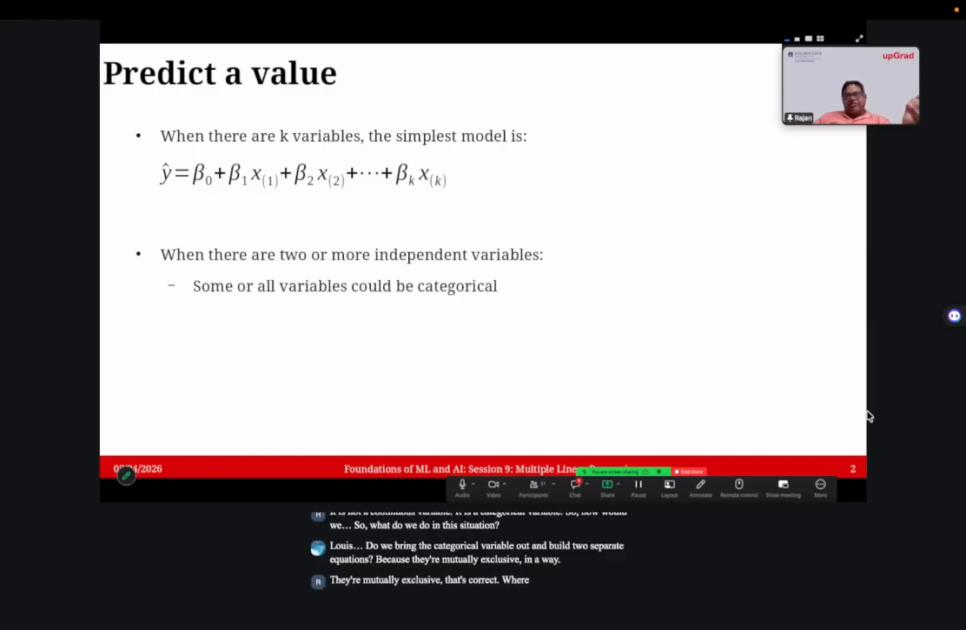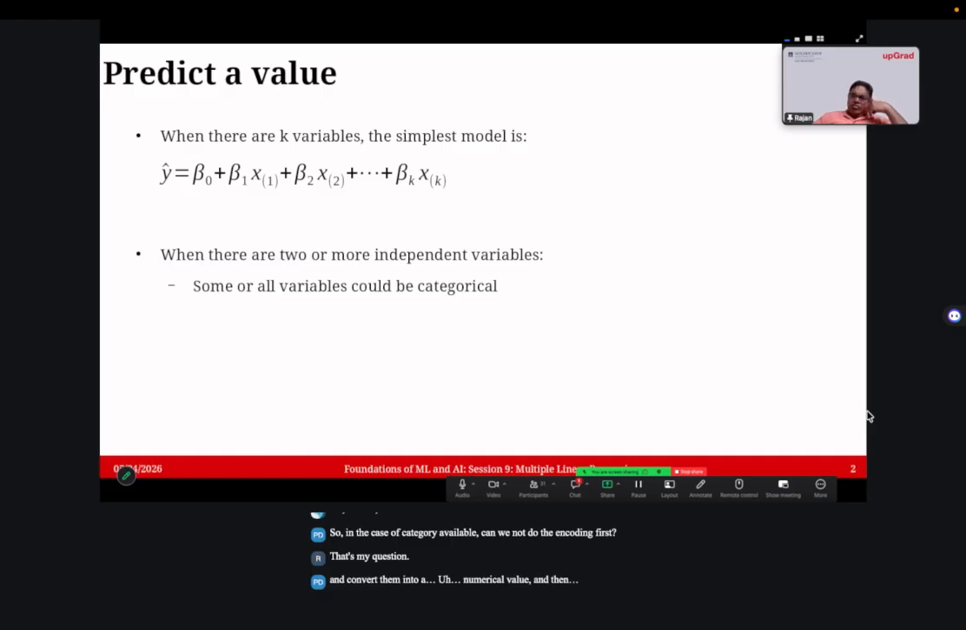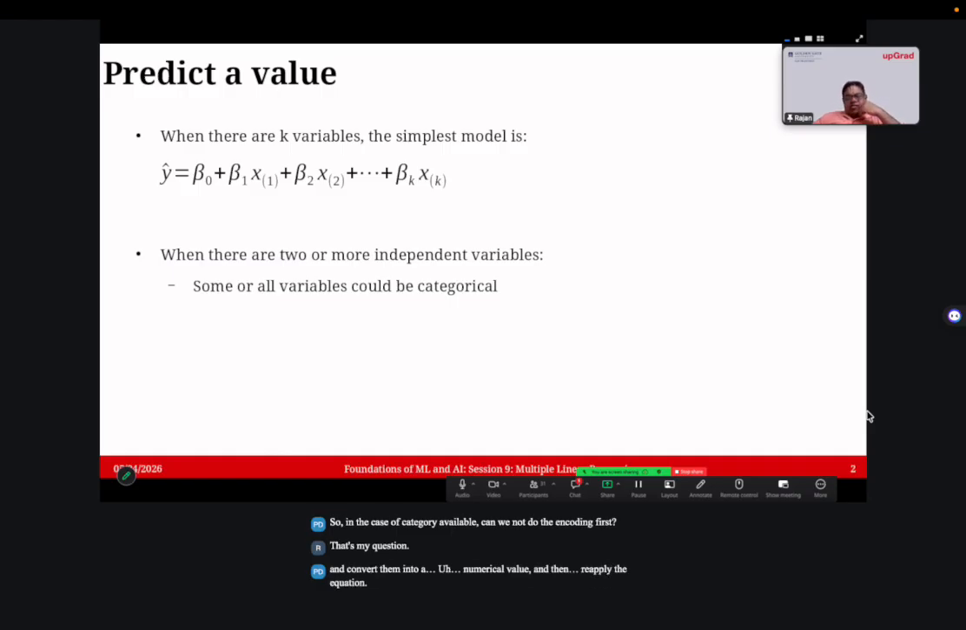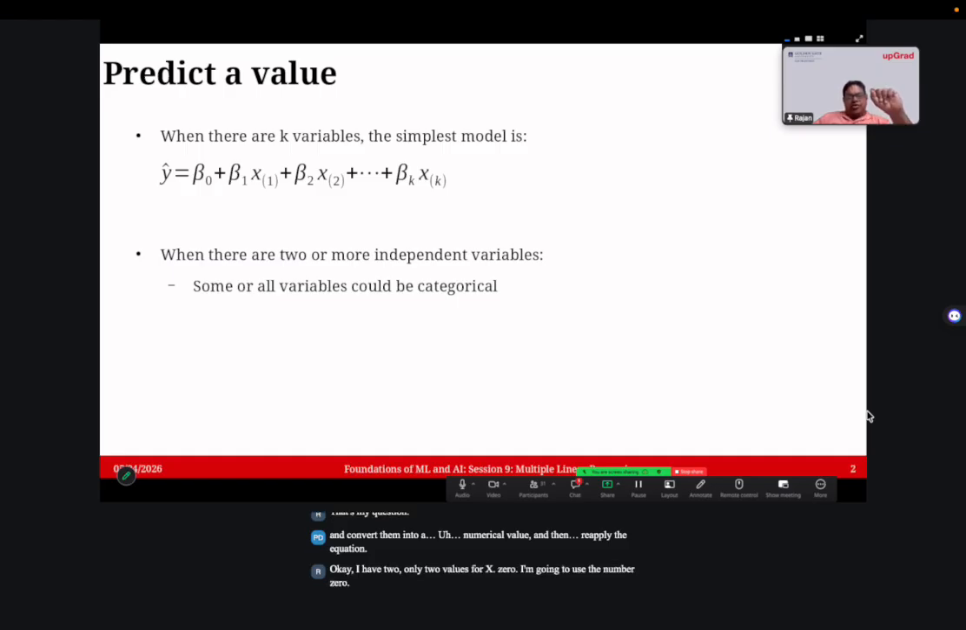Where is the equation now? No, I mean, there is no equation, right? So in the case of a categorical variable, can we not do the encoding first and convert them into a numerical value, and then we apply the equation? Okay, I have only two values for x. I'm going to use the number 0 when the gender is male, the number 1 when the gender is female. So what happens because of that?